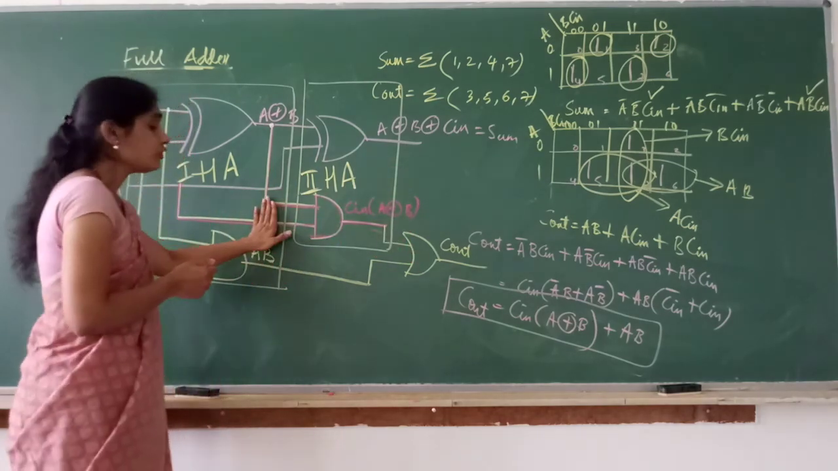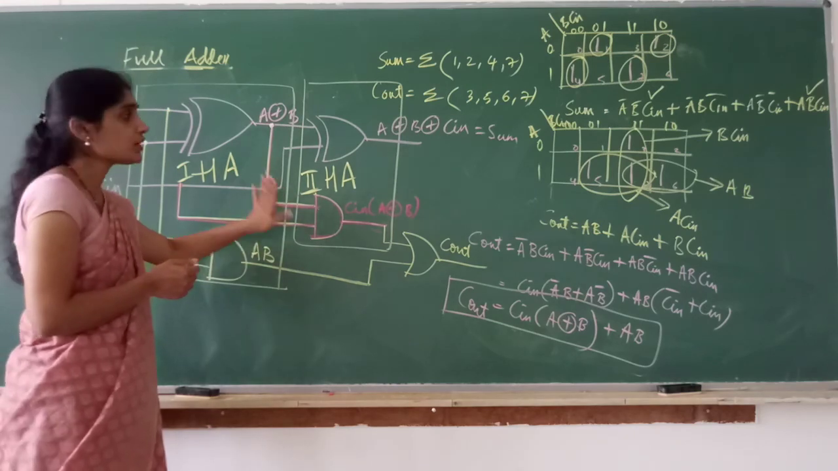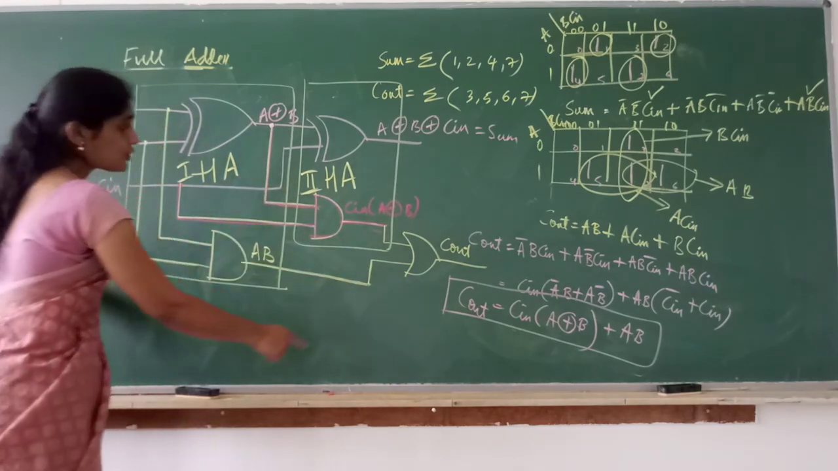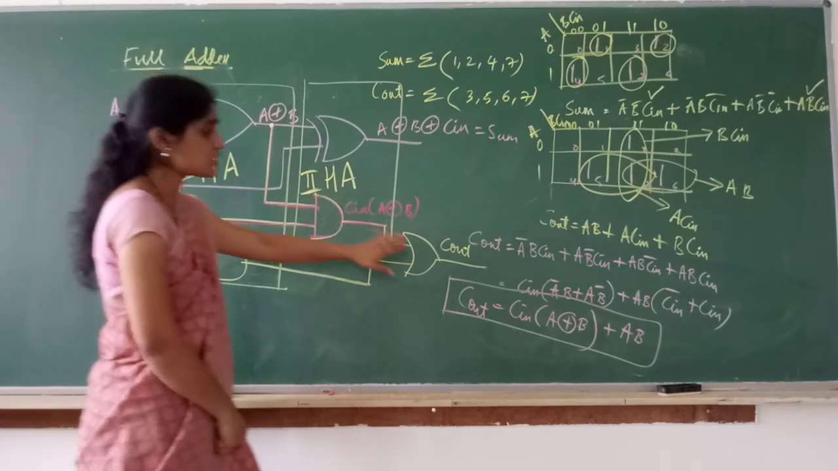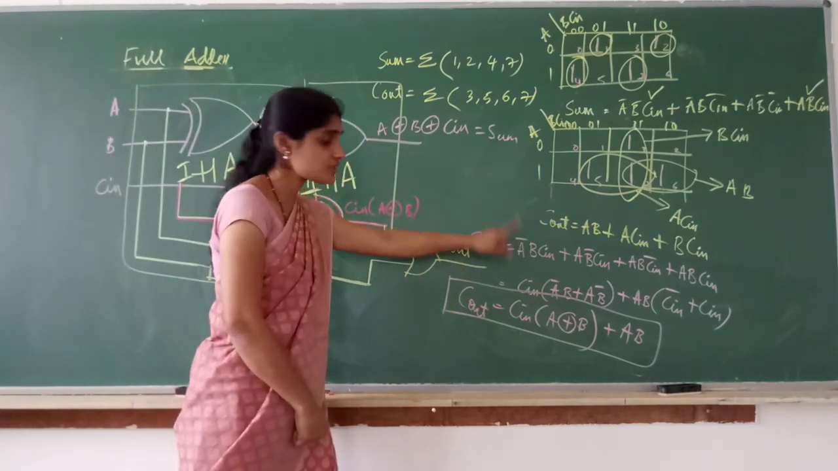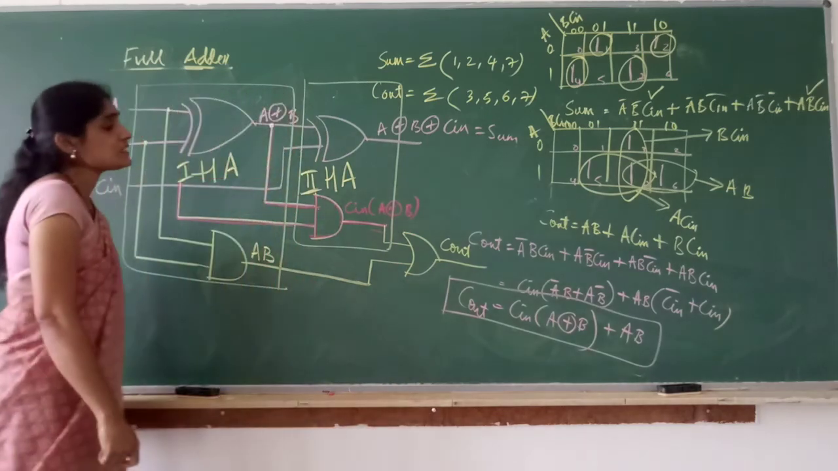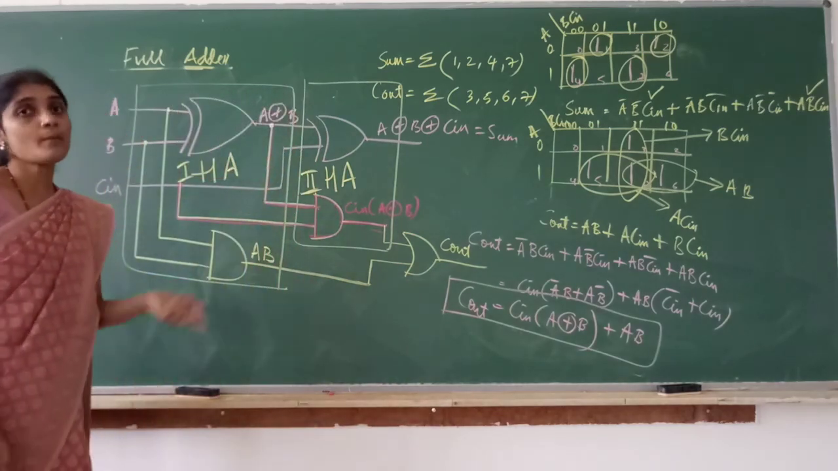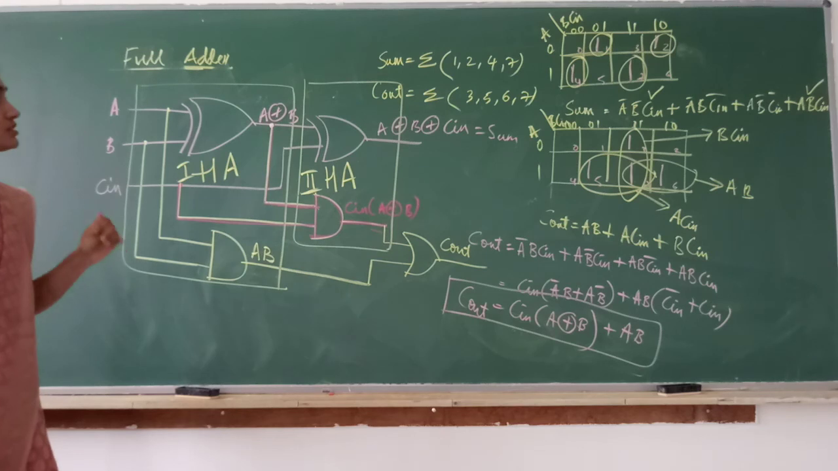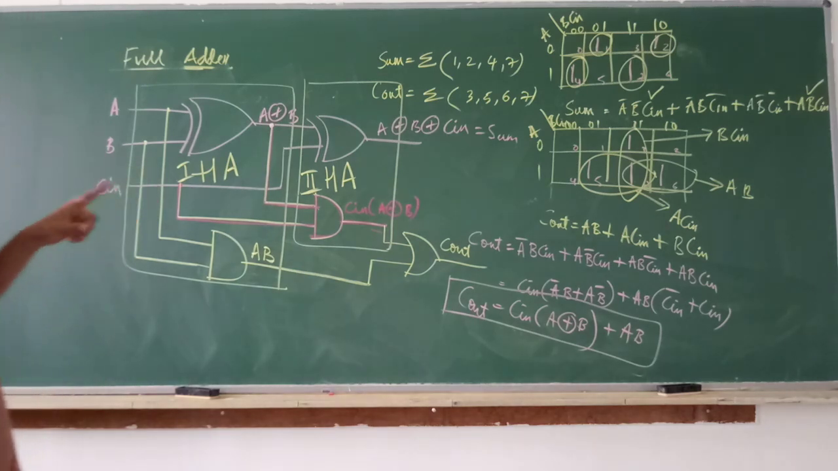So for the full adder circuit using two half adders, this is the circuit you have to write, and you need to get the equations like this. Sum is A XOR B XOR C, carry is A XOR B into C plus AB. So next class we will see how full adders are used to form a parallel adder. Okay. So this is the half adder and full adder. You also have half subtractor and full subtractor. We'll do it. Okay. Thank you.